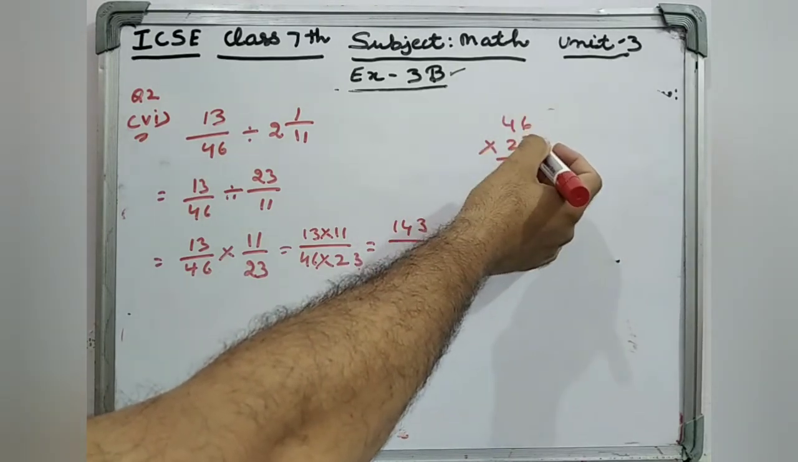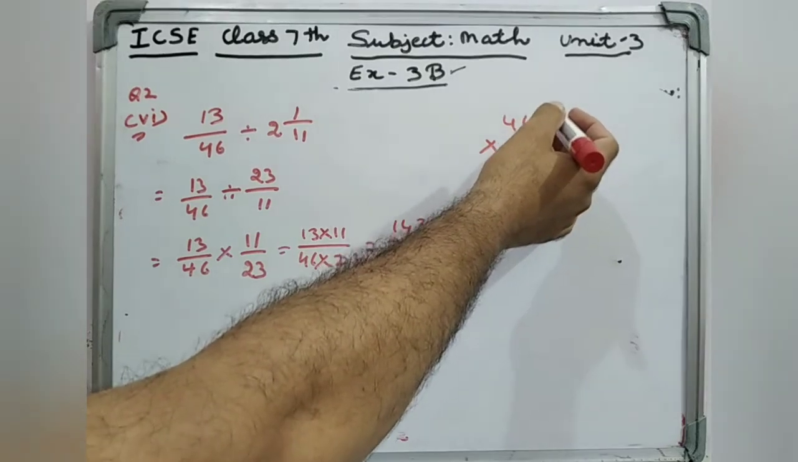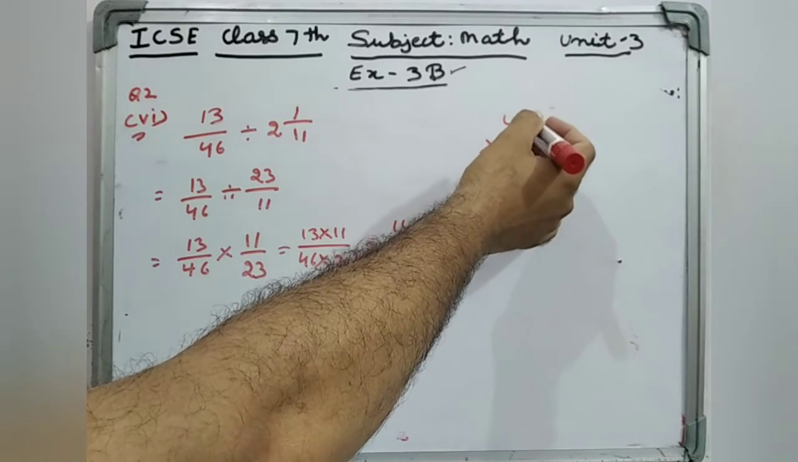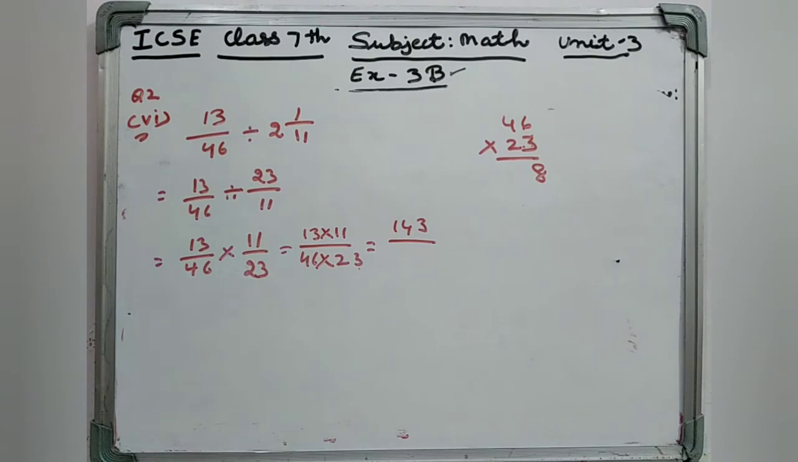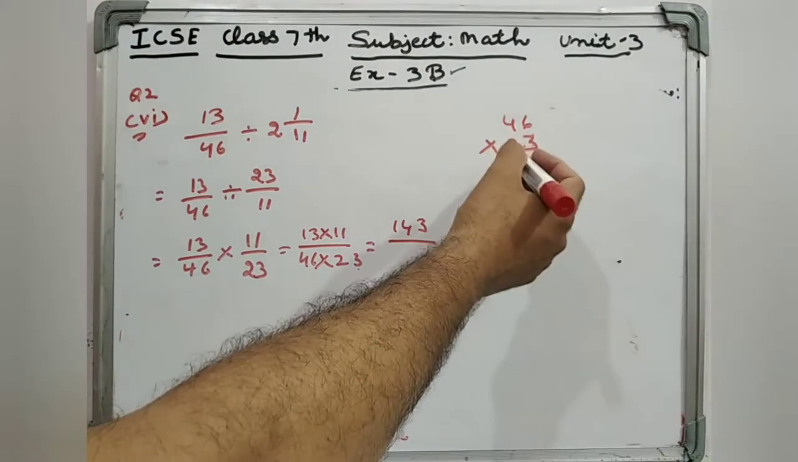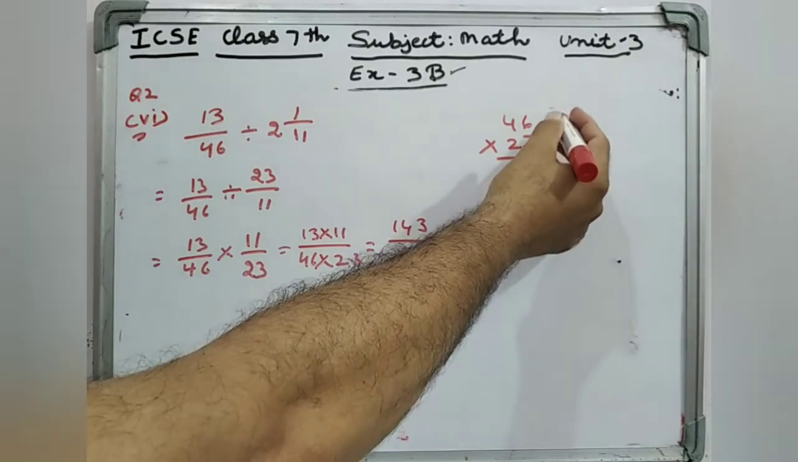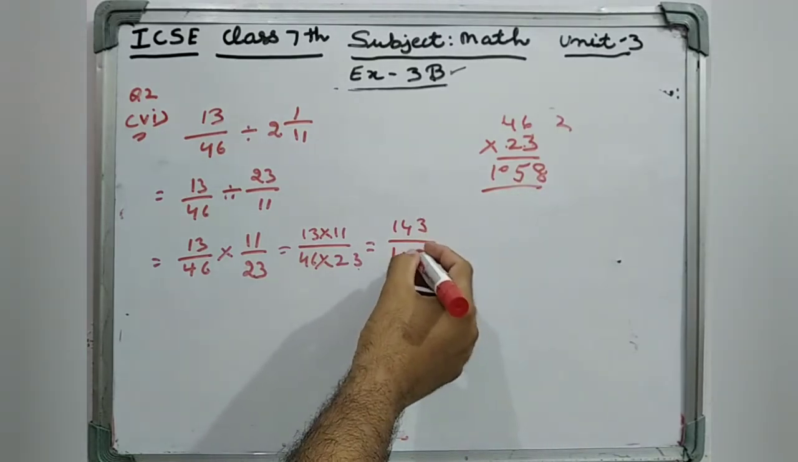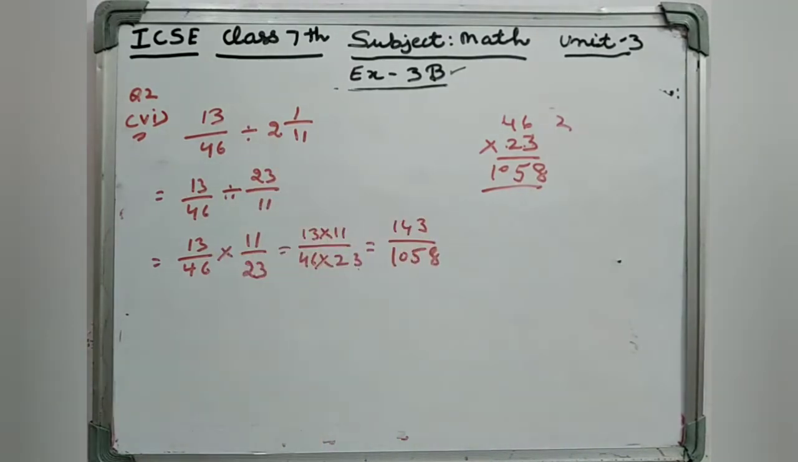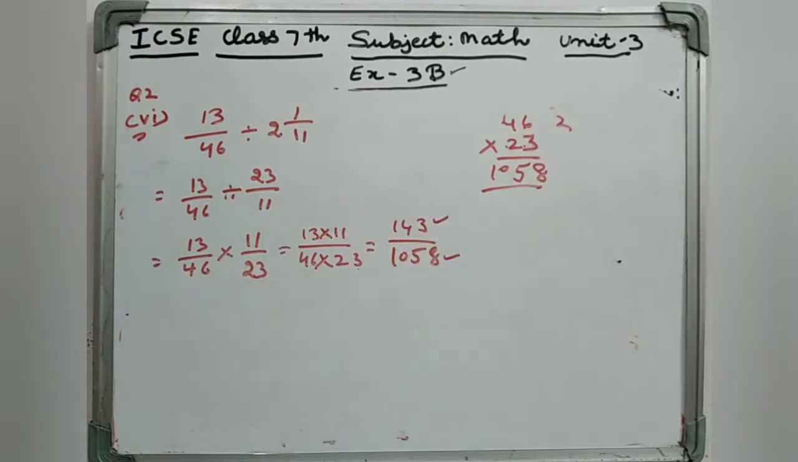We will now move on to cross. 4 threes are 12 plus 1, 13. 6 twos are 12, 13 plus 2... 2 fours are 8 plus 2, 10. So here, right, the denominator is bigger and the numerator is smaller, so we can't make a mixed fraction of it.